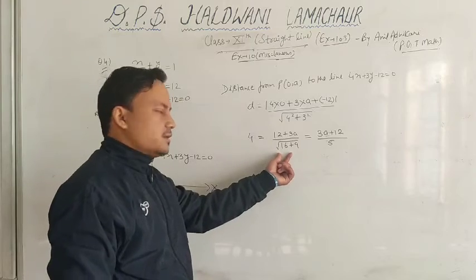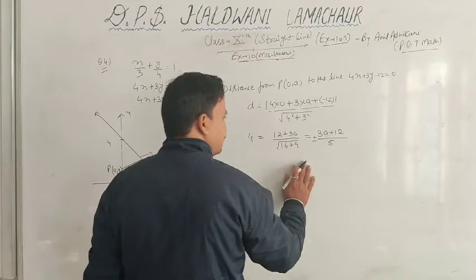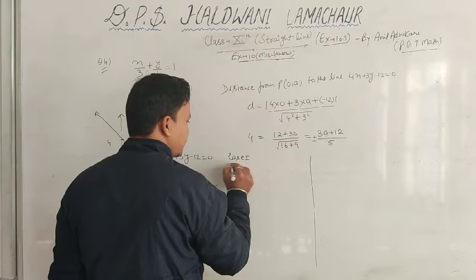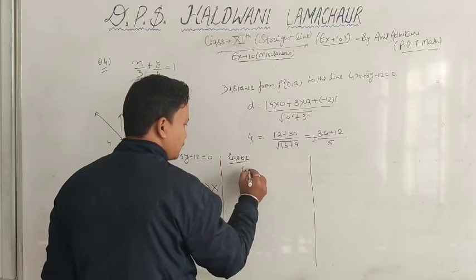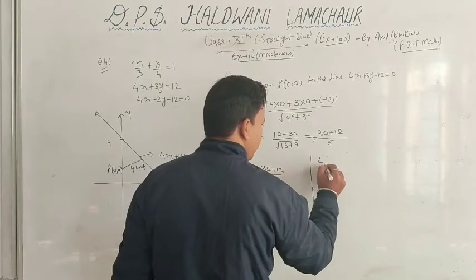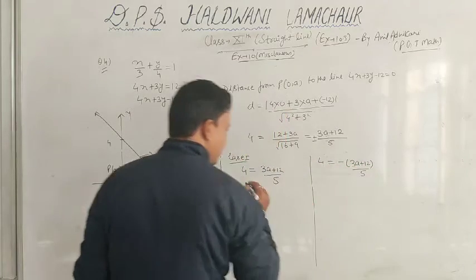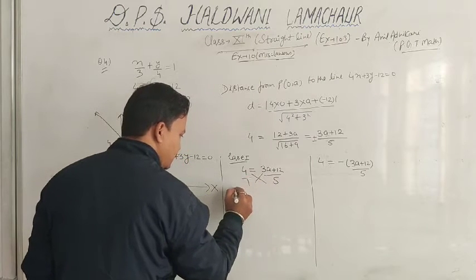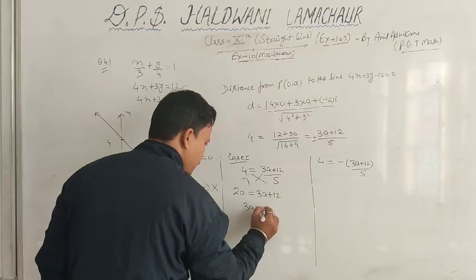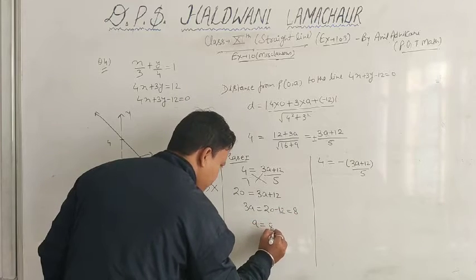But still, taking the value out of the square root, we get plus minus 5. So we can take it as plus minus. Now again take two cases. Case first: when 4 will be equal to 3A plus 12 upon 5, and the second case will be when 4 is equal to minus of 3A plus 12 upon 5. So now cross multiplying both sides, 4 fives are 20 is equal to 3A plus 12. So 3A is equal to 20 minus 12, that is 8. So the value of A will be 8 upon 3.